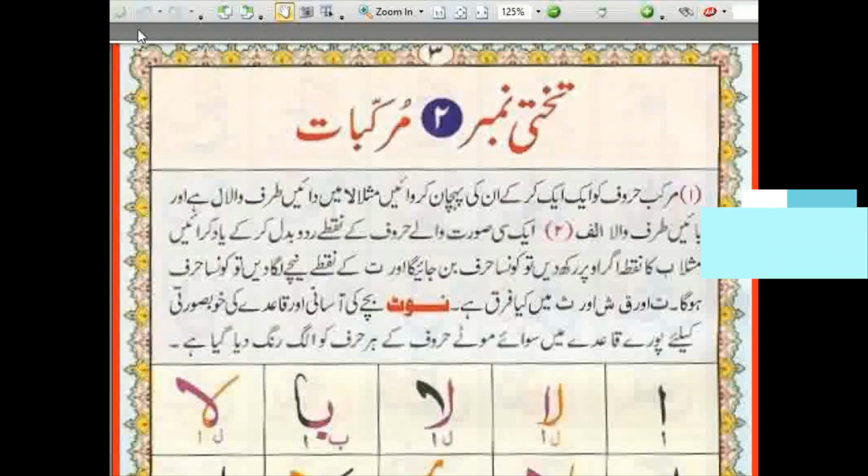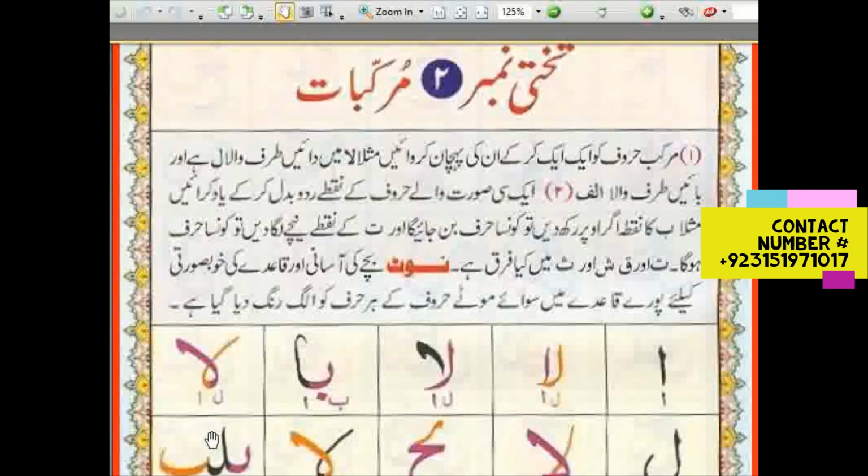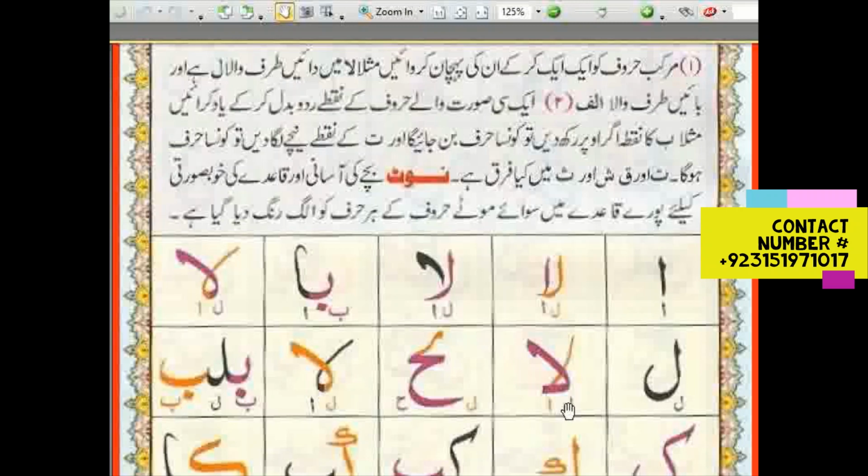Now we will start chapter number 2, Murakkabat. Murakkabat means joining two letters. In this chapter we will learn how words are formed by joining the alphabet, and we will learn the different shapes of a particular letter. For example, lam alif and lam alif. And look, this one is also lam alif and lam alif.